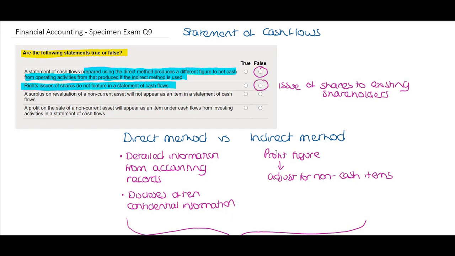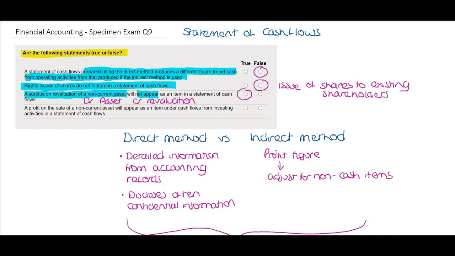The next statement says that a surplus on revaluation of a non-current asset will not appear as an item in the statement of cash flows. So here we need to decide, is a surplus on revaluation cash or not cash? If an asset has been revalued, and let's say it's a surplus, it means the asset's going to go up. So they would debit the asset account and then they would credit the revaluation reserve. No cash has changed hands, and so as a result it is true that this will not be an item on the statement of cash flows.